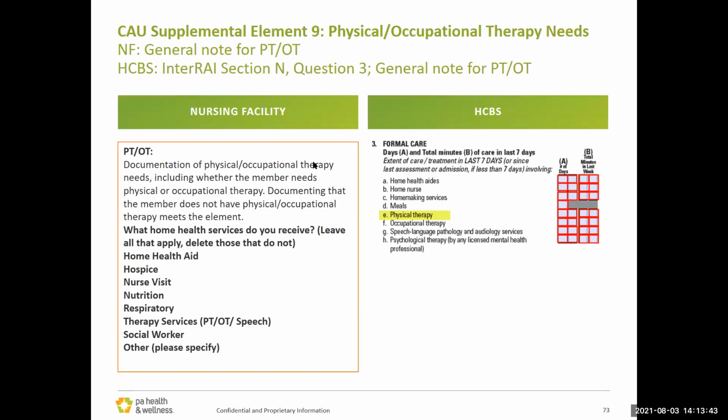For HCBS in the InterRAI, you can see the highlighted section there, specifically for physical therapy. Right below that is occupational therapy. And then for both nursing facility and HCBS, it will be a general note to answer whether the participant is receiving any of these home health services that are in bold here, or if they are not receiving them, then you do not have to include them in your general note.